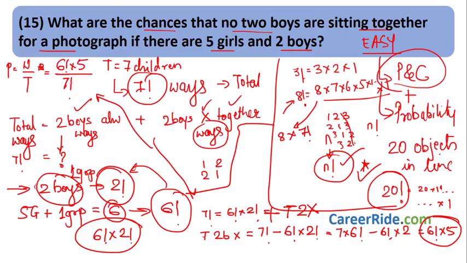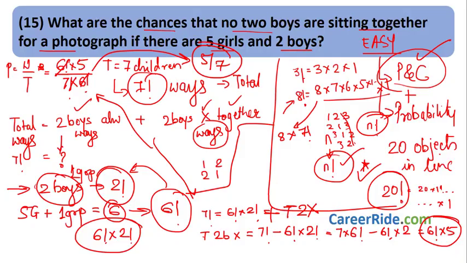7 factorial can be written as 7 into 6 factorial. This gets cancelled. Answer is over here 5 by 7. So, the probability or chances that no 2 boys are sitting together is 5 by 7. Did you understand? It is very easy. It includes concepts from permutation, combination, only one small concept of n factorial.